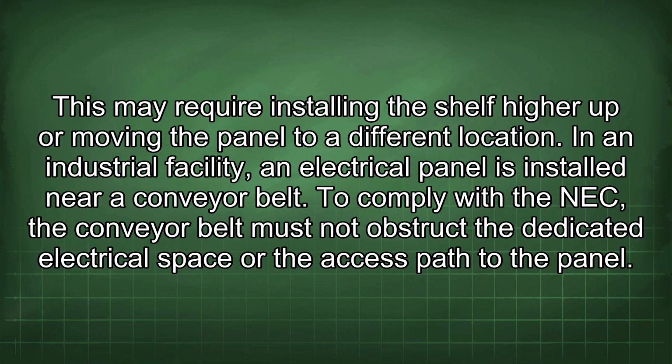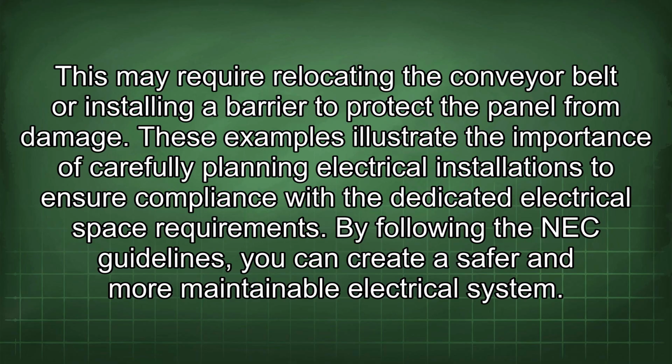In an industrial facility, an electrical panel is installed near a conveyor belt. To comply with the NEC, the conveyor belt must not obstruct the dedicated electrical space or the access path to the panel. This may require relocating the conveyor belt or installing a barrier to protect the panel from damage. These examples illustrate the importance of carefully planning electrical installations to ensure compliance with the dedicated electrical space requirements. By following the NEC guidelines, you can create a safer and more maintainable electrical system.